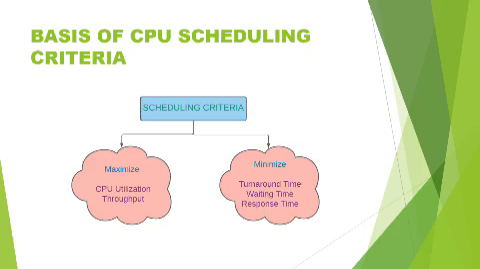We have some criteria to be maximized and some to be minimized. In the CPU scheduling criteria, utilization and throughput should be maximized to increase the efficiency and output. Turnaround time, waiting time and response time are to be minimized to increase the efficiency and scheduling of the CPU.